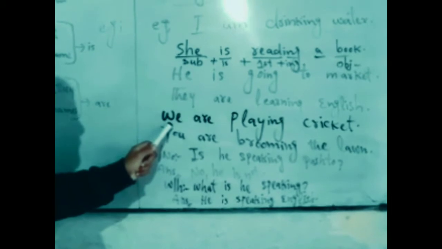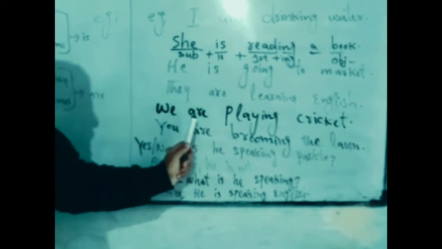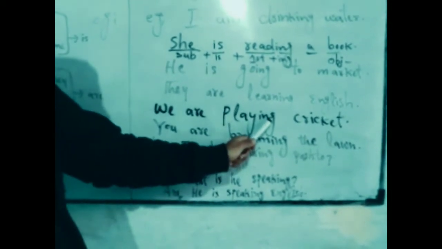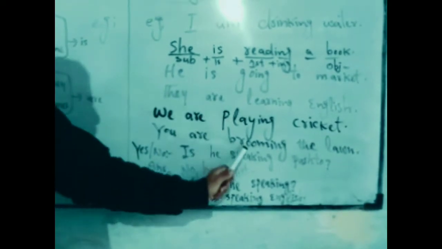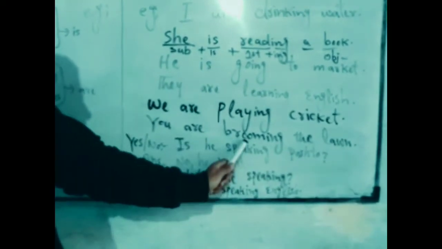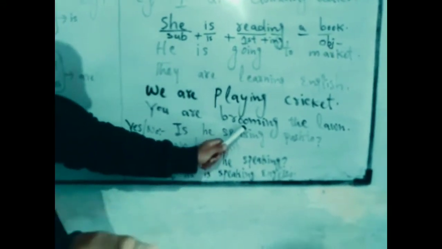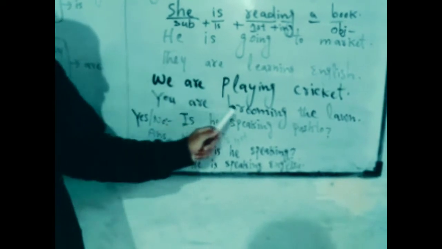And then the next example, we are playing cricket. So we is the subject, are is the helping verb, play is the first form of the verb, then ing, plus the object cricket. So we are playing cricket. You are brooming the lawn. Broom is the first form, to broom the lawn or the ground or any place, and then plus ing, then plus object. You are brooming the lawn.